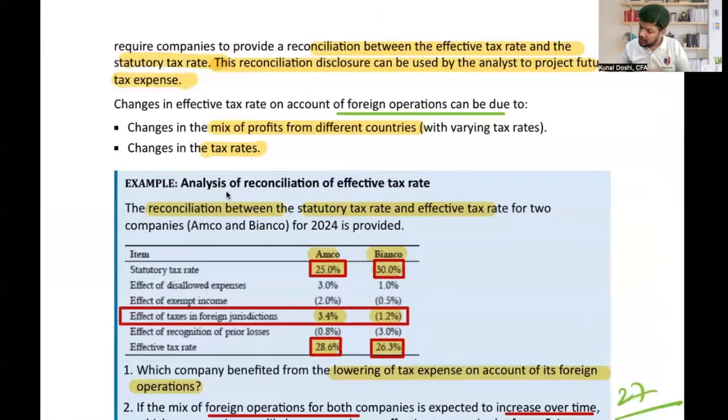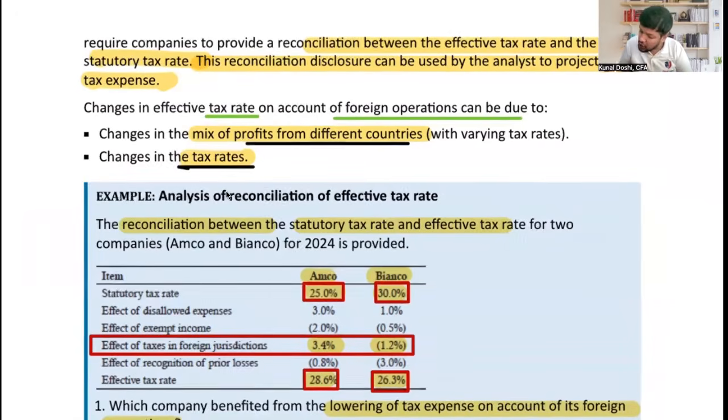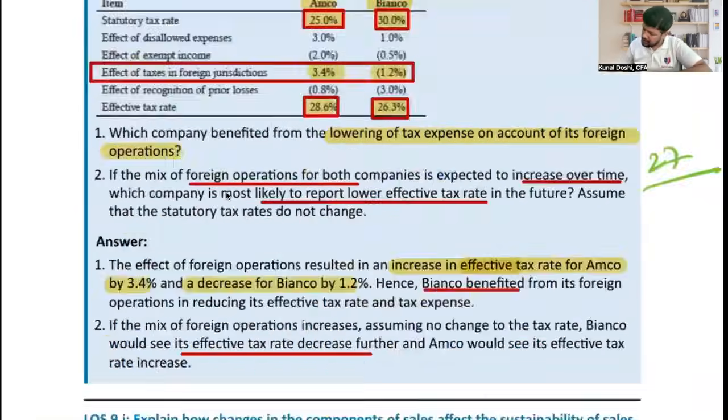Changes in the effective tax rate on accounting of foreign operations can be due to changes in the tax rate itself, or different countries, or changes in the mix of profits from different countries. So if you're operating in multiple countries, there is an issue with different tax rates. Therefore, the statutory tax rate and the effective tax rate might differ in this case. Clear?